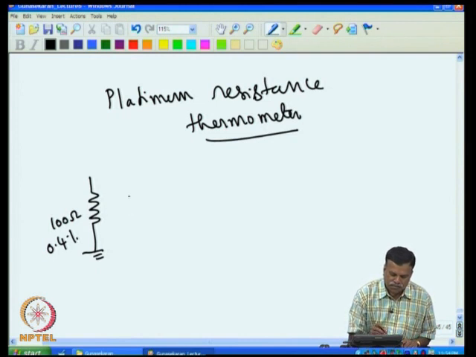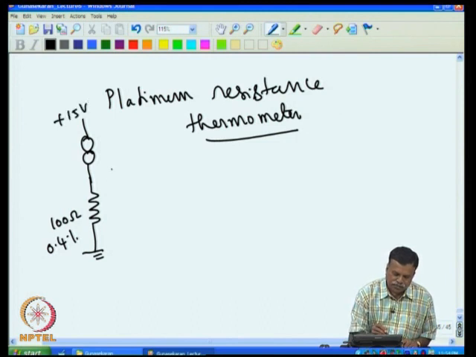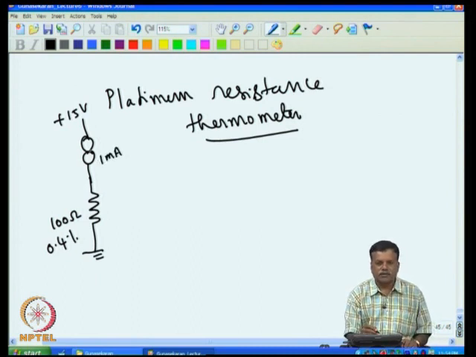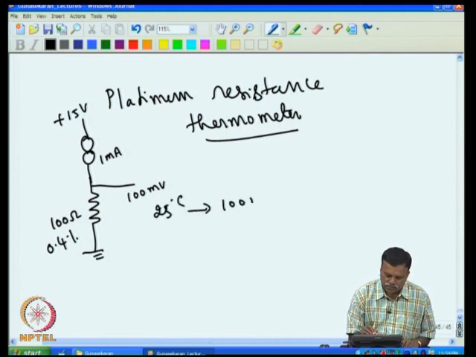The simplest way of doing this would be passing a constant current source through it, obtained from plus 15 volt. Say for example I have a 1 milliampere current, it gives constant current always. Then when it is 100 ohms at 25 degrees, you will get 100 ohm into 1 milliampere, that will be 100 millivolt at 25 degrees C.